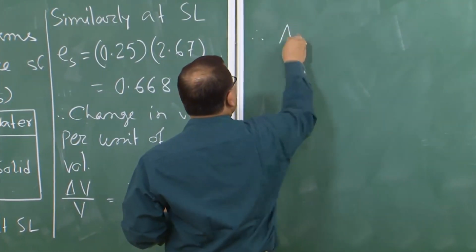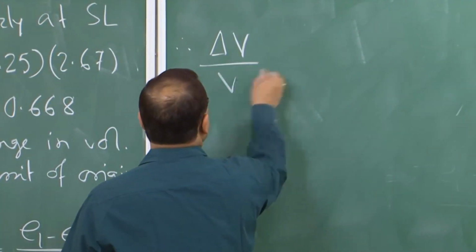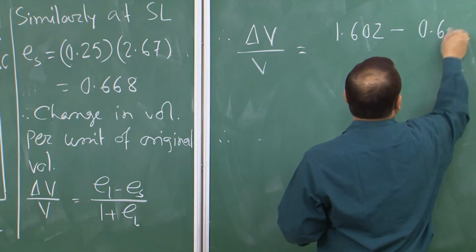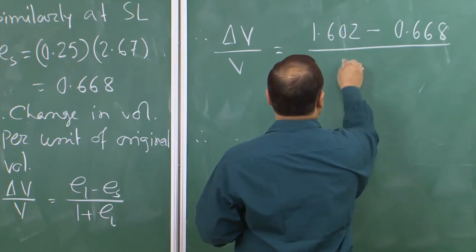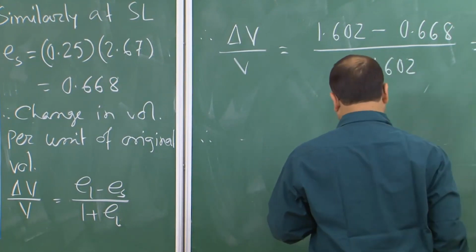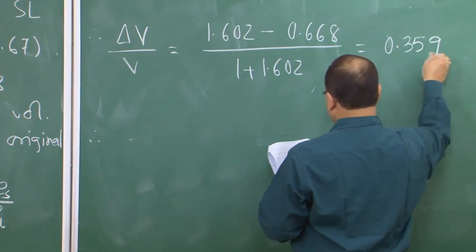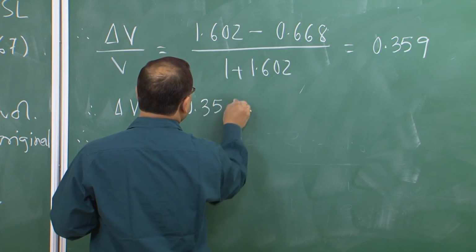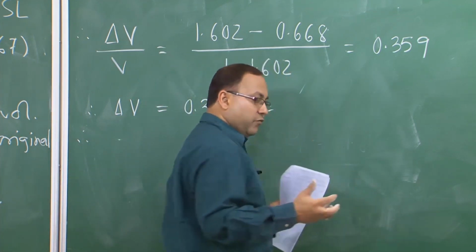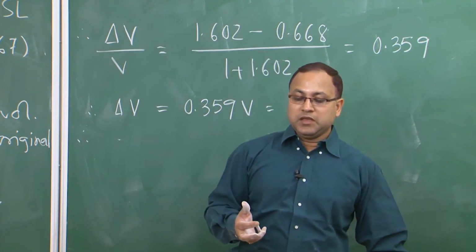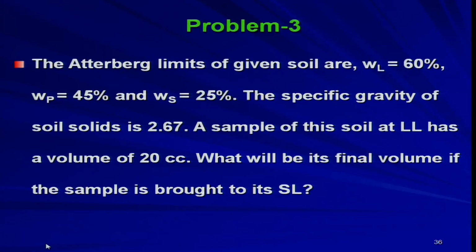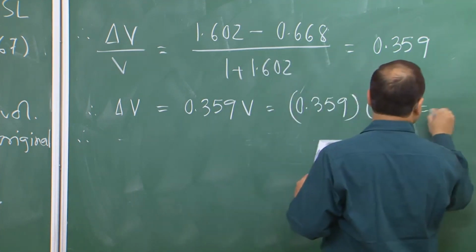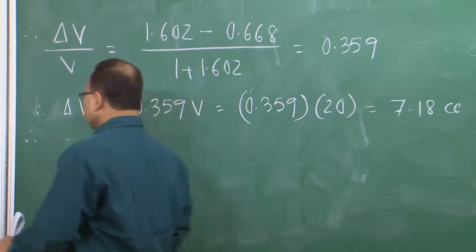So, from this we can write down delta V by V is equal to (1.602 minus 0.668), that is EL minus ES, just now we have obtained these two values, divided by (1 plus 1.602), this comes to 0.359. Therefore, your change in volume is 0.359 into V, and what is the volume given at liquid limit? If you look back at the problem, a sample of the soil at liquid limit has a volume of 20 cc. So, this V is your 20 cc, which comes to ultimately 7.18 cc. So, this is the change in volume.